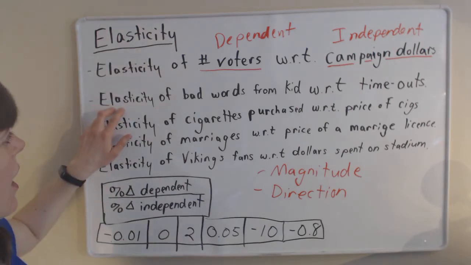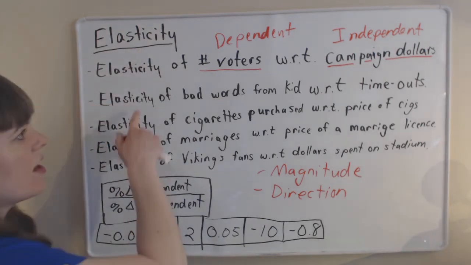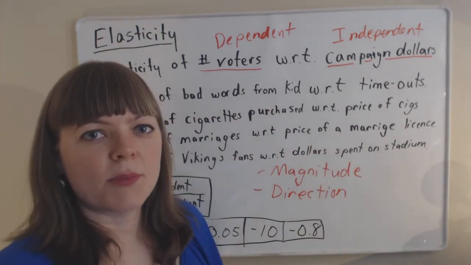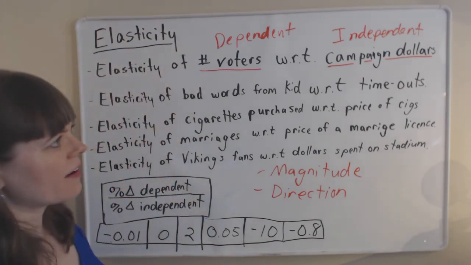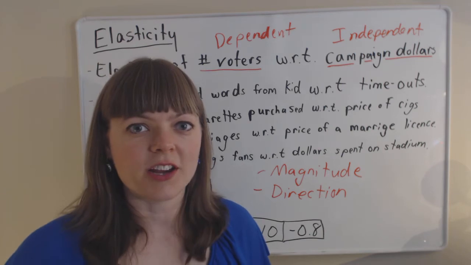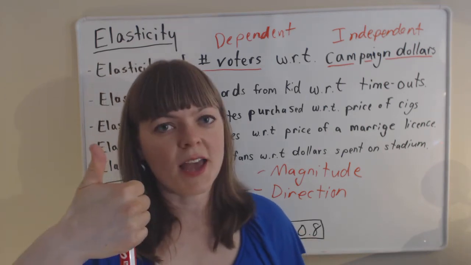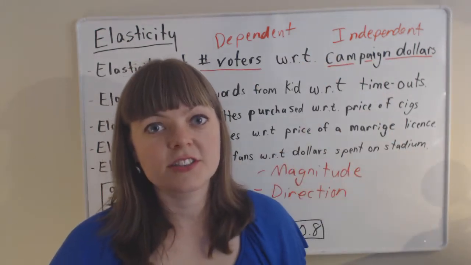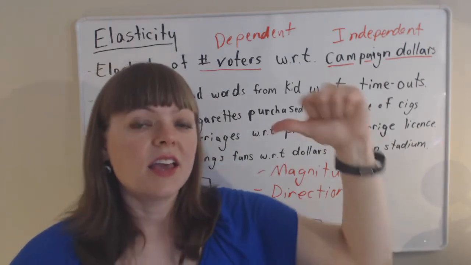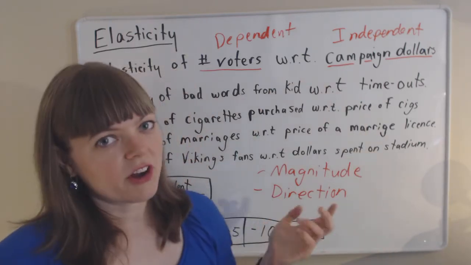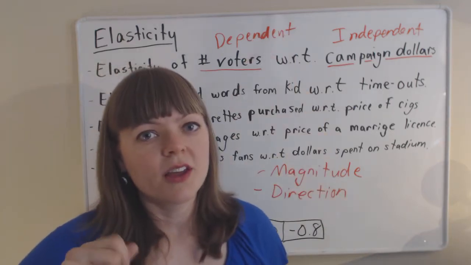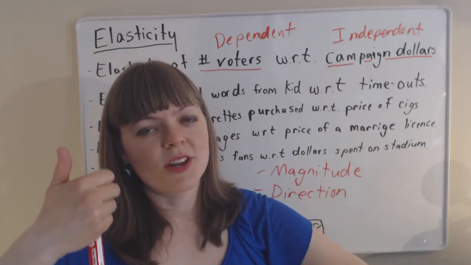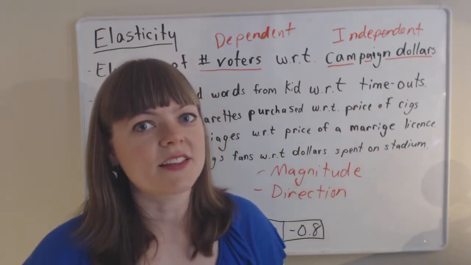So for example, the second example up here is the elasticity of bad words that a kid says with respect to the timeouts that a parent gives that child. And this one you can actually imagine going both directions. You could imagine the parent increases the timeouts and the number of bad words decreases. That's sort of the intention of the parent. So the parent hopes that this elasticity is negative in its direction. The parent also hopes that it has a very big magnitude. So it hopes that if you increase timeouts just a little bit, then the number of bad words a child says will decrease dramatically. That's the parent's hope about the elasticity.